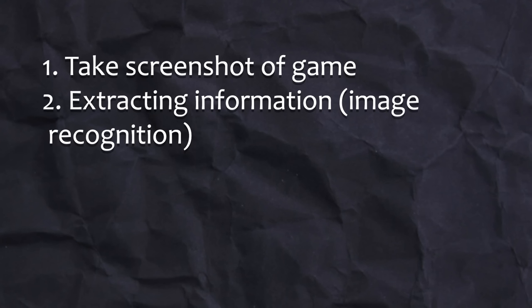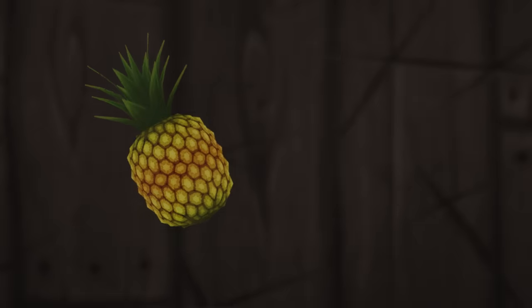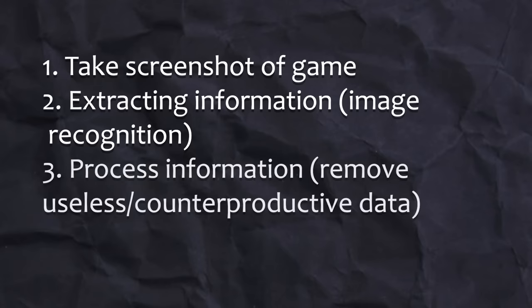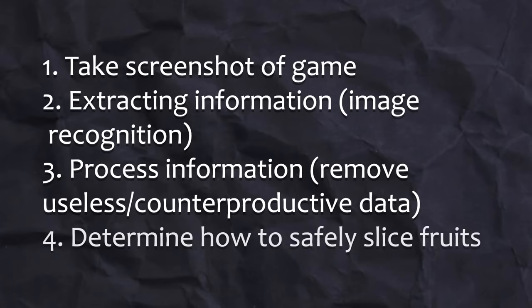The first step of this process is taking a screenshot of the game. This is pretty straightforward, and leads us into the second and most important step, which is extracting information from it. This involves using image recognition to locate all of the relevant objects on screen, which in the case of this game are fruits and bombs. Then the next step after this is processing this information to remove useless or counterproductive data. And lastly, we need some way of determining how to slice the fruits that are located.